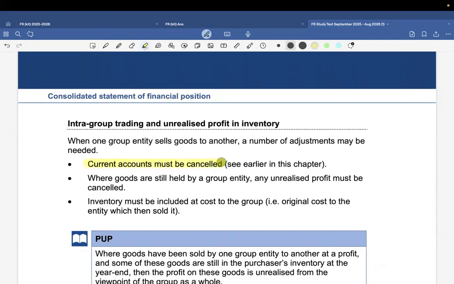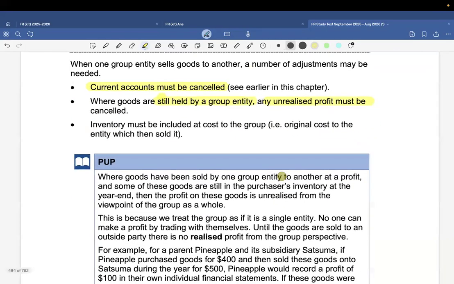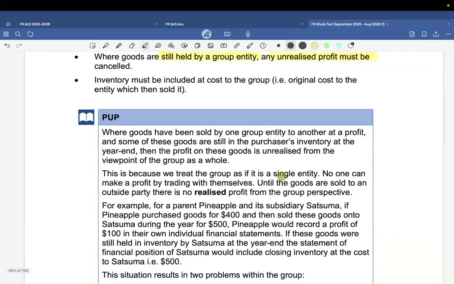Clear? Second thing, if the goods are still unsold at the end of the year, you should deduct the URP. That means the URP should be cancelled. Clear? Still held means it is unsold at the year end. So unrealized profit must also be cancelled. Now, the inventory must be included at cost to the group, that is the original cost which the entity has sold it for. No profits should be there. Clear?